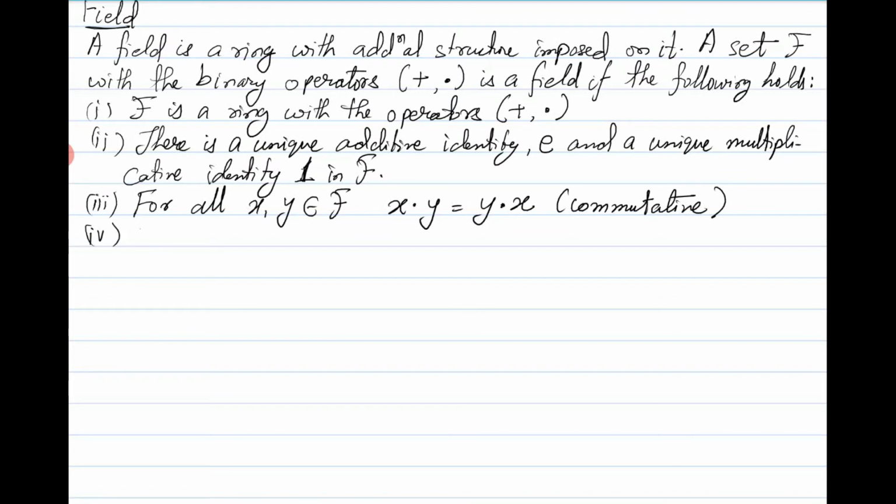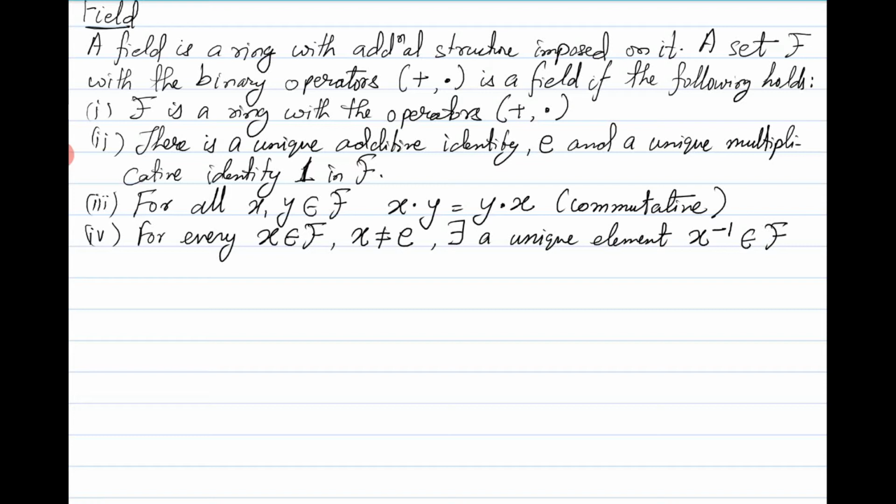And number 4 is, for every x in F and x not equal to the additive identity element, there exists a unique element which we label as x inverse in the set F, such that x product with x inverse is the same as x inverse product with x, which is equal to the multiplicative identity.